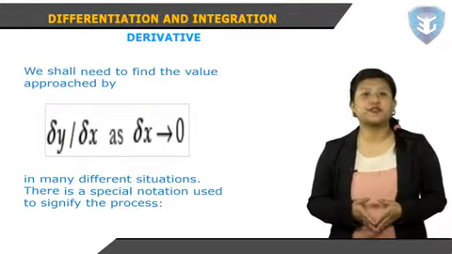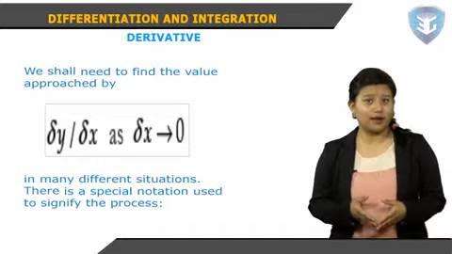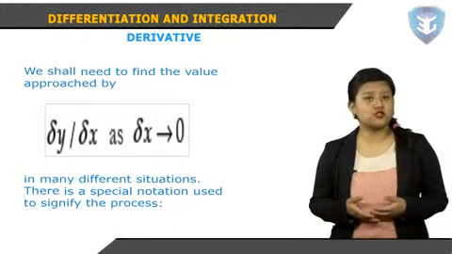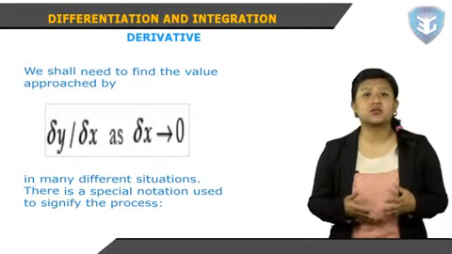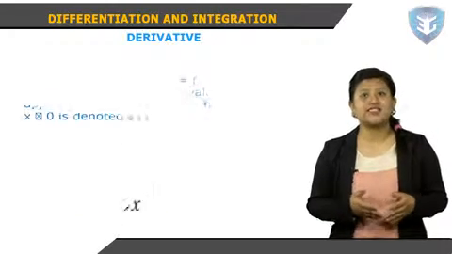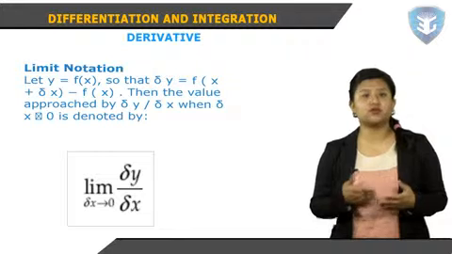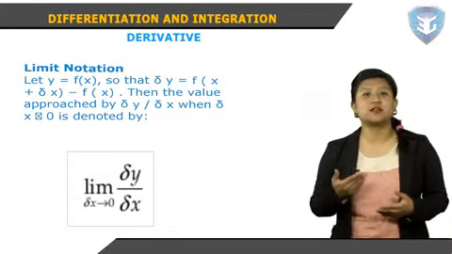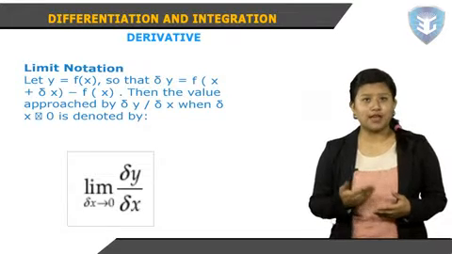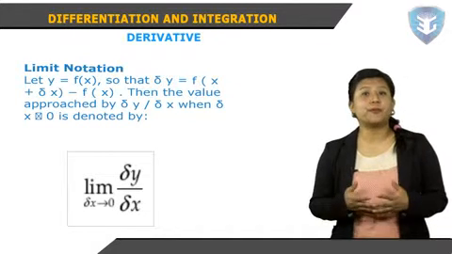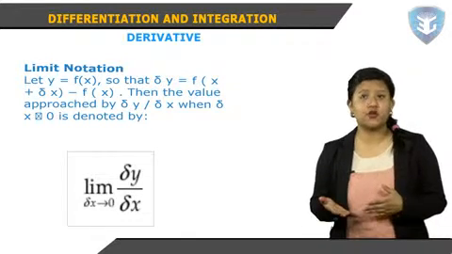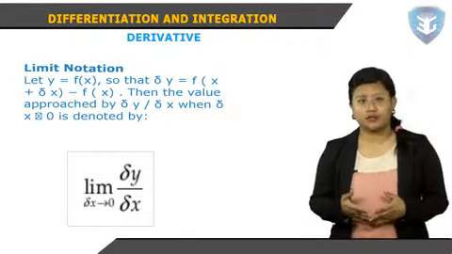We shall need to find the value approached by delta y by delta x as delta x tends to 0 in many different situations. There is a special notation used to signify the process, the limit notation. Let y equal f of x so that delta y equals f of x plus delta x minus f of x. Then the value approached by delta y over delta x when delta x tends to 0 is denoted as shown here.